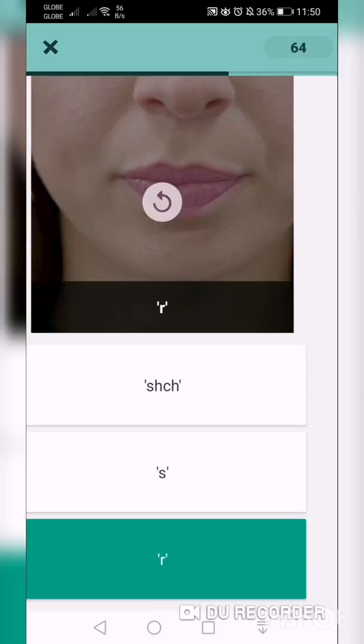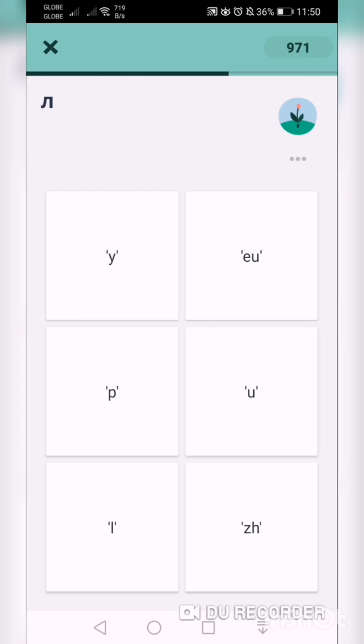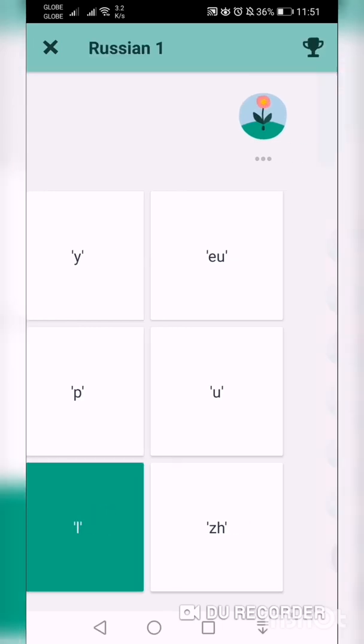R, rolled R, always a rolled R in Russian. So here we go. So it looks like the P sound that got curled on the left side. What sound does that make again? You're right. L sound. Л.